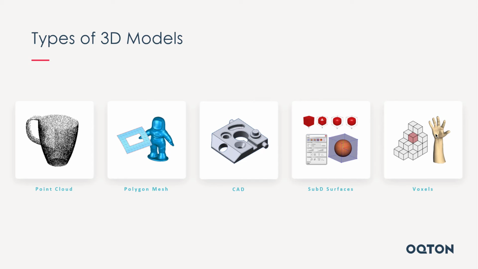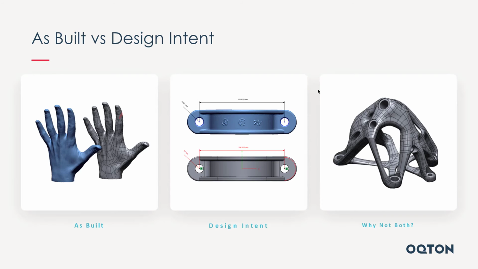And they may be set to a 0.1 millimeter size, and they represent this shape with volumetric pixels. So that's another type you may run into.